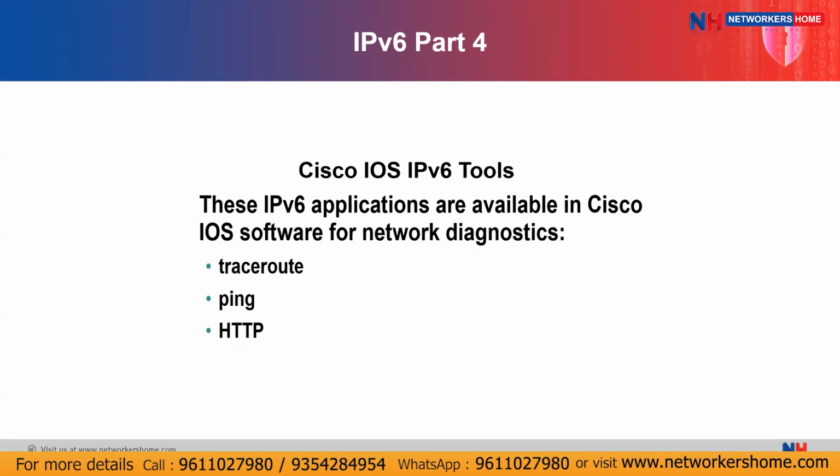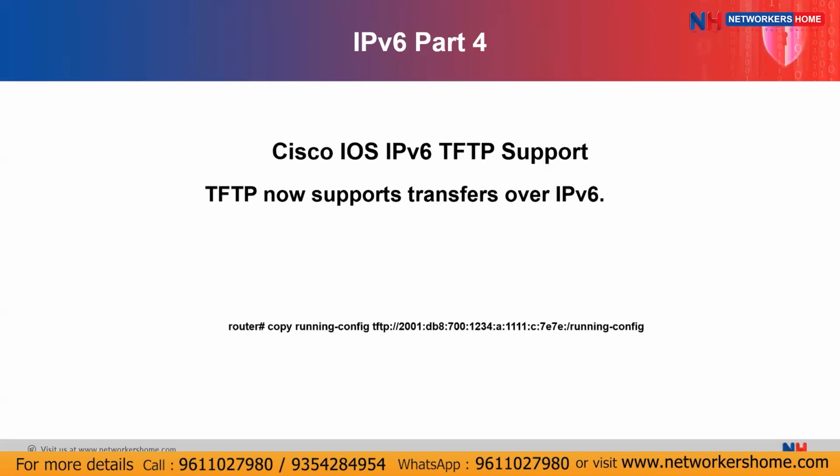And these IPv6 applications are available in Cisco IOS software for network diagnostics: traceroute, ping, and HTTP. And Cisco IOS IPv6 TFTP support now supports transfer over IPv6. So copy running-config tftp, then the address we have, and the running-config mode. So we can enable and execute the TFTP utility.